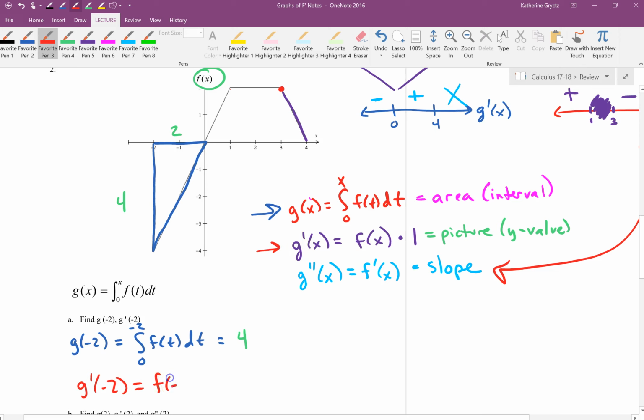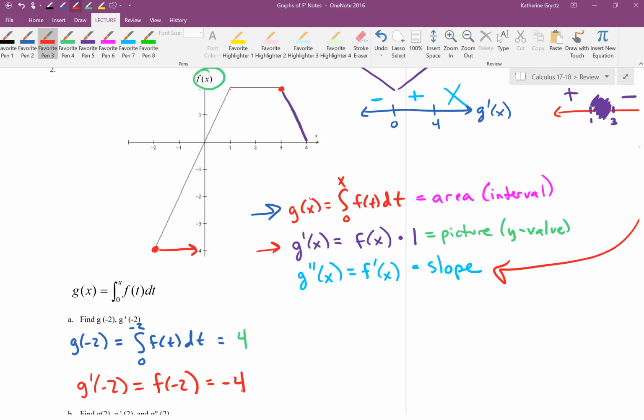So we would go f of -2. Well, we've said f is simply the picture, so we're going to look at the y value at -2. At -2, our y value, our f, happens to be -4. And we're done. That's the points that they asked for.